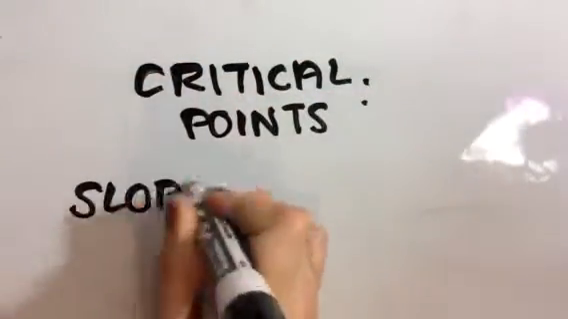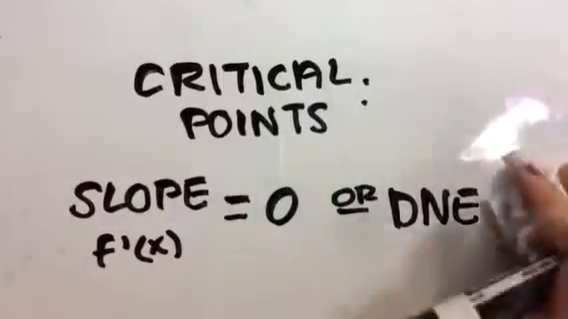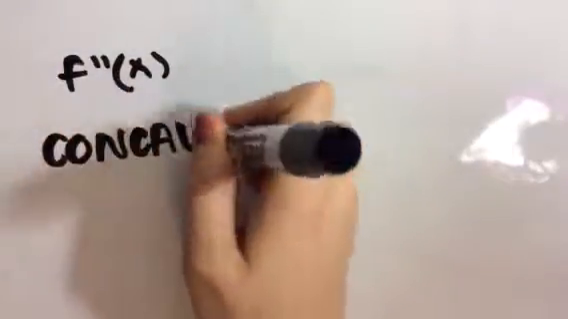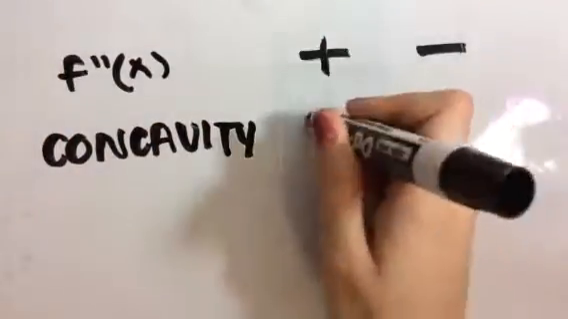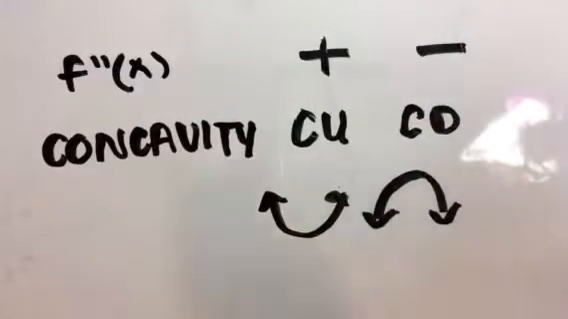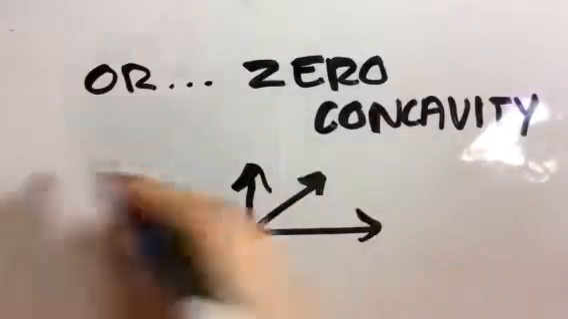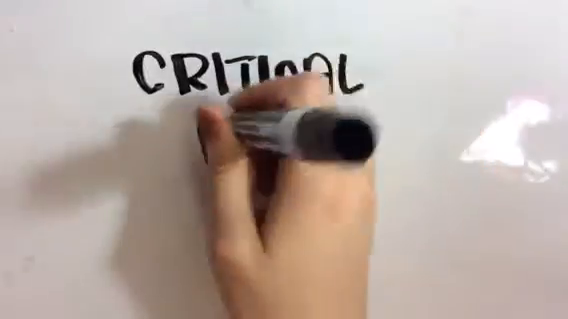Critical points are where the derivative, or the slope, f prime of x is equal to 0 or does not exist, and this is where your graph gets a little weird. So f double prime of x, or the concavity, can also be positive or negative. Where it's positive, that means it's concave up. When it's negative, that means concave down. Or it can also have zero concavity, who knows. And this mostly happens with linear equations.